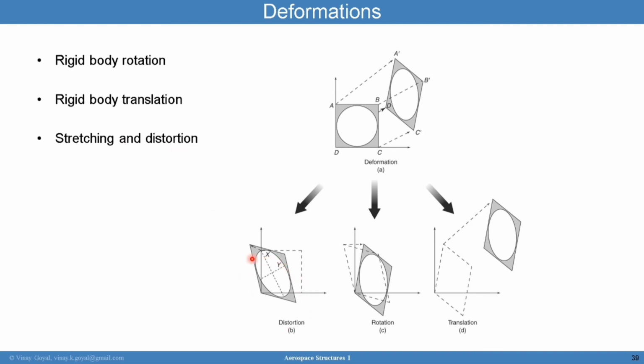Here's an example of distortion of the body, and this body was originally square. That's going to cause strains. And now I can rotate this distorted structure, and I can translate it, and this rotation and translation will not cause additional strains.